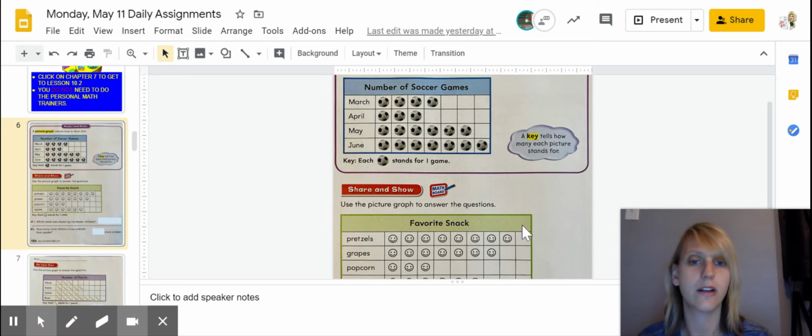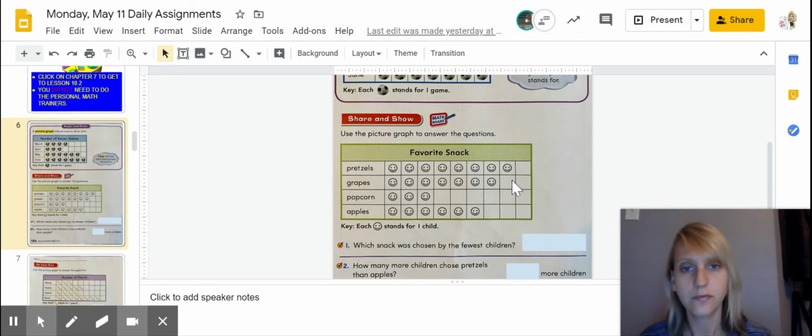Okay, let's look down at our questions for today. It says use the picture graph to answer the questions. It looks like somebody has taken a survey and asked their friends which one is their favorite snack. So we have pretzels, grapes, popcorn, and apples. Now, I might not agree with this completely. I think that popcorn should have more than 3, but that's just me.